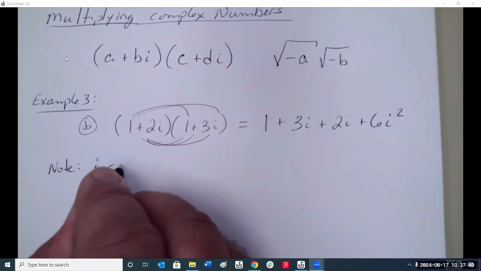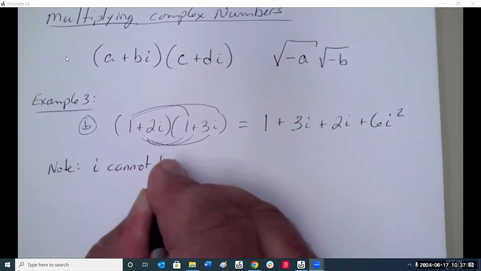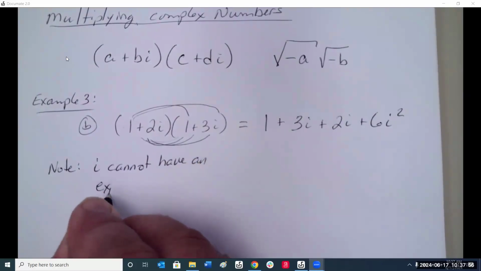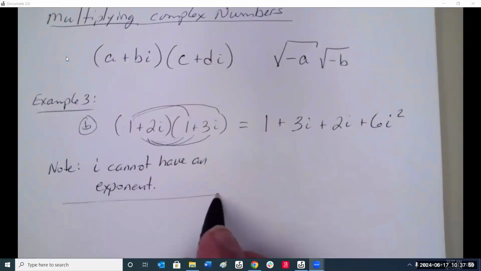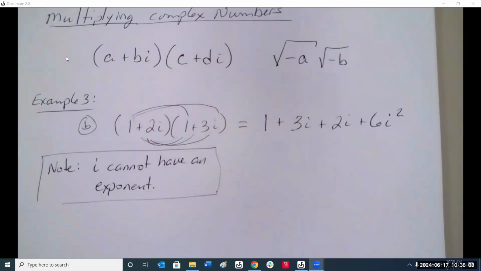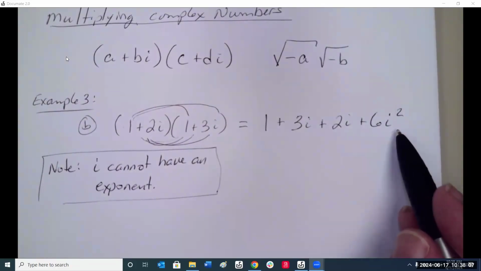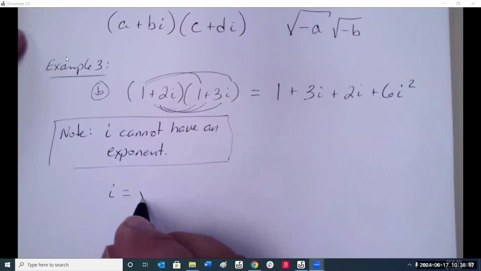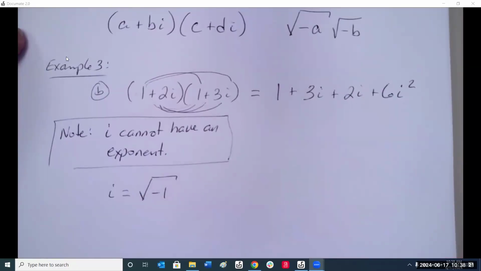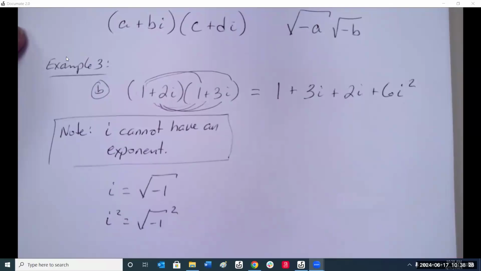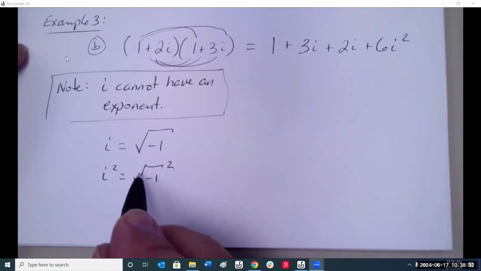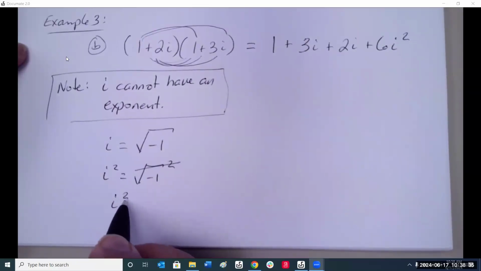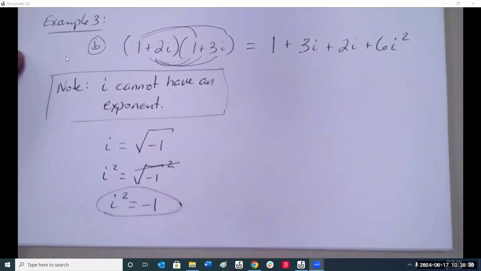Note, I cannot have an exponent in your final answer. So what is I squared? Well, what is I? What does I equal? Square root of negative 1. So if I square both sides, what happens to the square root and the square? They cancel. So wherever you see an I squared, that becomes a negative 1.